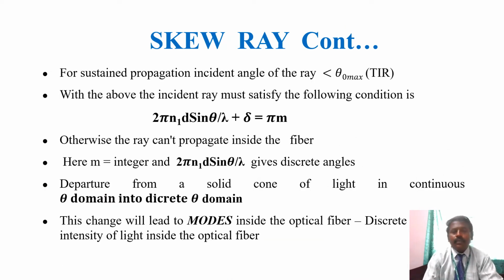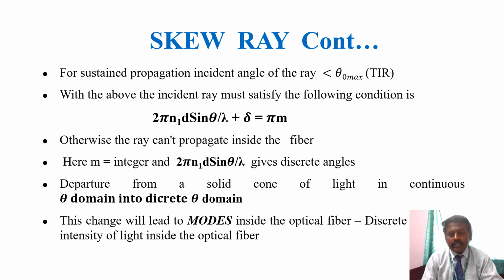Okay, then for sustained propagation, the incident angle of the ray must always be less than theta max, that is total internal reflection. Then the incident ray should satisfy the condition 2 pi n1 d sin theta by lambda plus delta equals pi m. Otherwise, all the signal gets propagated inside the cladding. Here m is an integer value, and the value of 2 pi n1 d sin theta by lambda gives the discrete angle difference, that is, the angle should be in discrete form.